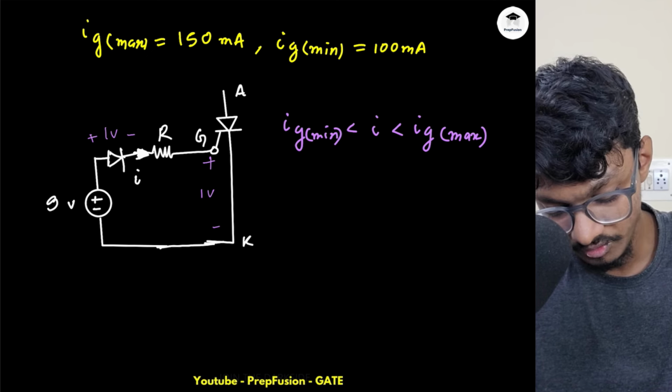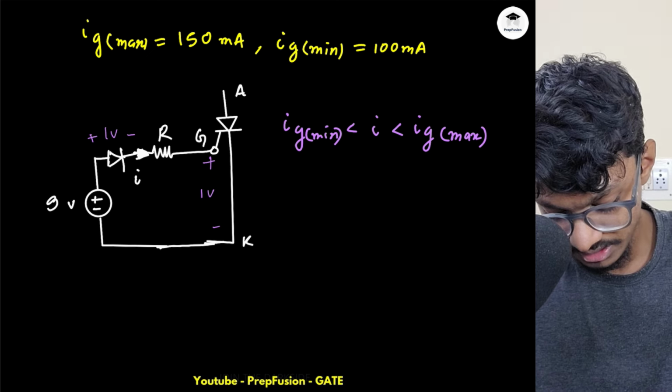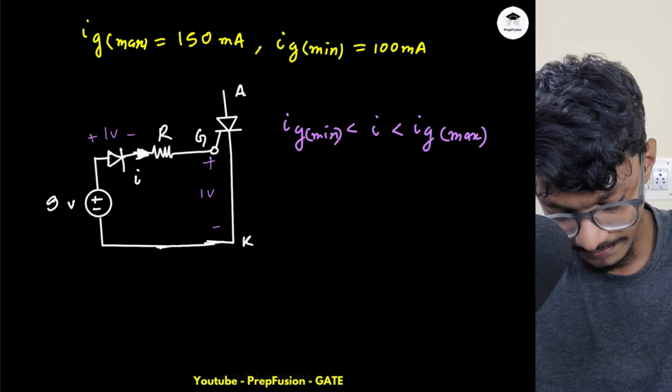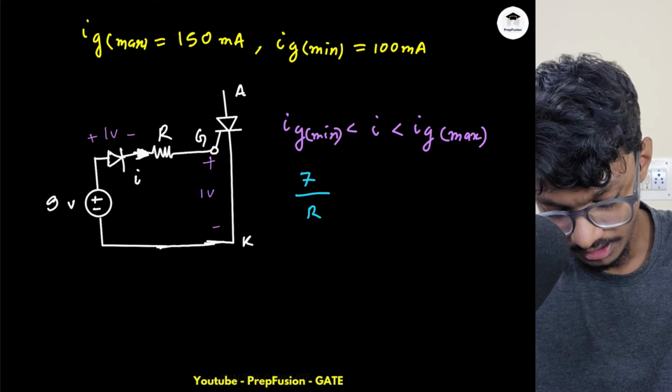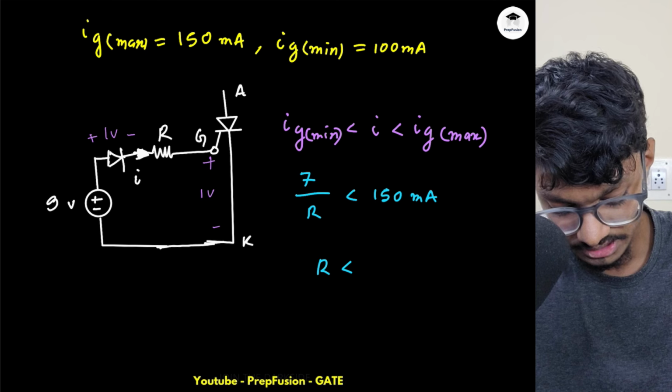So first of all, I will equate one by one. It has to be less than IG max. So what is I? I is simply, these two drops are there, so that is 7 by R has to be less than IG max, which is 150 milliamperes. Okay, so R is less than what?